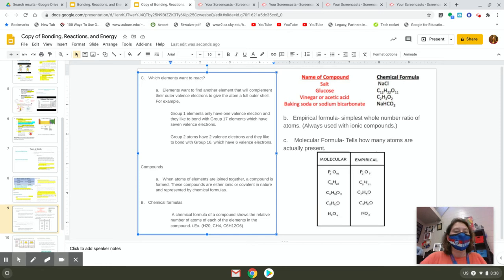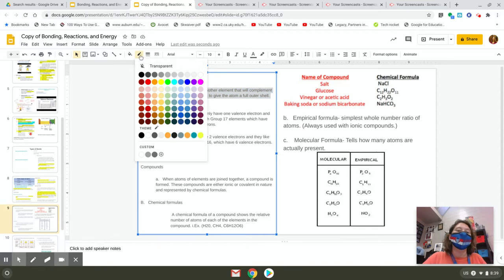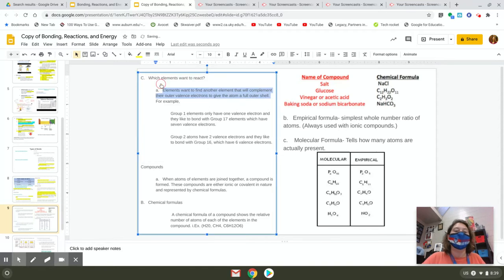What elements want to react? Elements want to find another element that will complement their outer valence electrons to give the atom a full outer shell. Highlight that. We have already said that once and highlighted it once. If we're highlighting it twice, you darn well better know it.